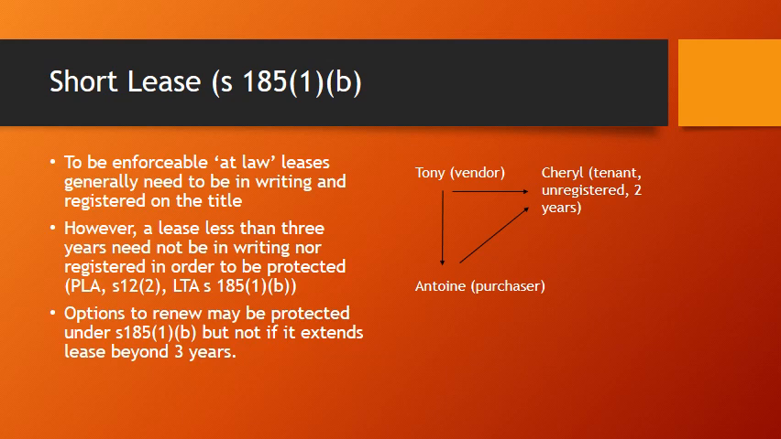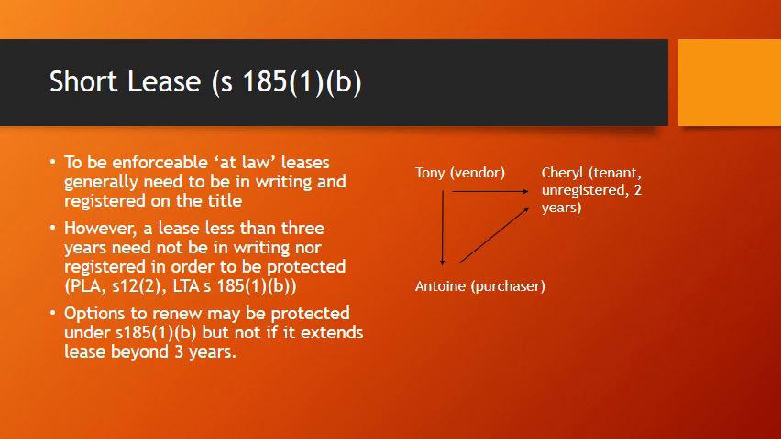As soon as Antoine becomes a registered proprietor, if you followed through section 184(1), you would see that he takes only subject to other registered interests. In other words, Cheryl would lose out. She'd get kicked out of the property the next day. But the law in its wisdom has carved out an exception for those tenants that have a lease, commercial or residential, and in this course we're mainly talking about commercial leases, that are for 3 years or less.